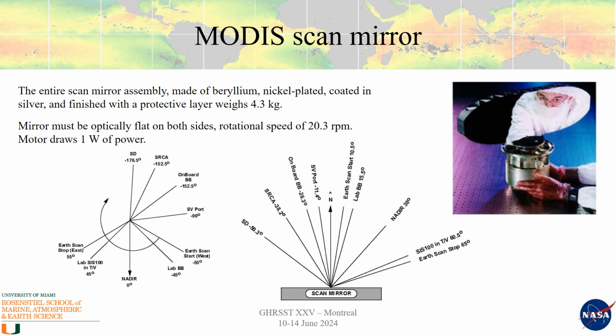And this brings us to the MODIS scan mirror. The photograph on the right, which looks like a genie emerging from a bottle, is in fact a picture of a technician in the clean room holding the scan mirror assembly. He's holding the motor. And remember that there are two sides to this scan mirror. The mirror is made of beryllium, nickel-plated, coated in silver, and finished with a protective layer. This protective layer was included to improve performance in the visible wavelengths.